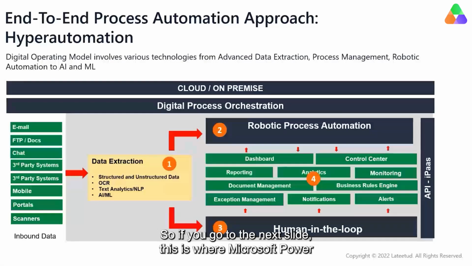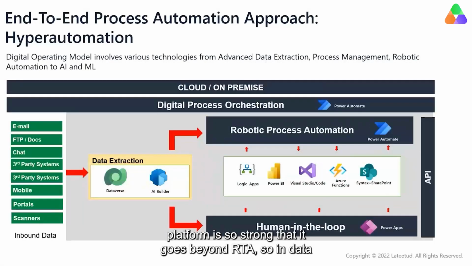So if you go to the next slide, this is where Microsoft Power Platform is so strong that it goes beyond RPA. So in data extraction, it provides AI Builder, Forms Recognizer, Dataverse, which stores all of that data. Robotic process automation capabilities are provided by Power Automate. Human in the loop capabilities are provided by a combination of Power Automate and Power Apps, which are nothing but user interfaces that Microsoft provides to handle multiple scenarios. So humans have to act in some application, and those applications are provided by Power Apps. The entire process can be orchestrated using Power Automate digital process flow.